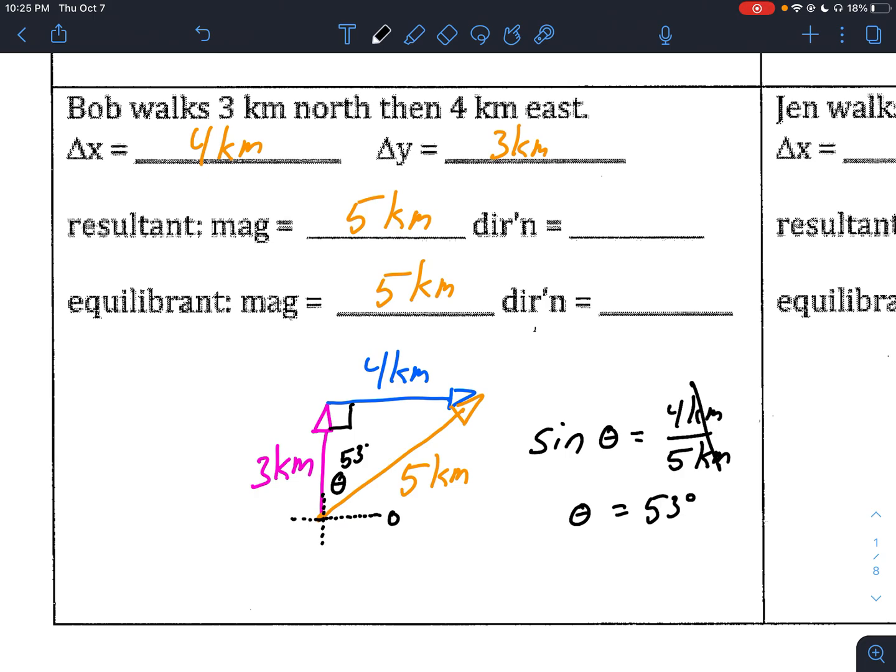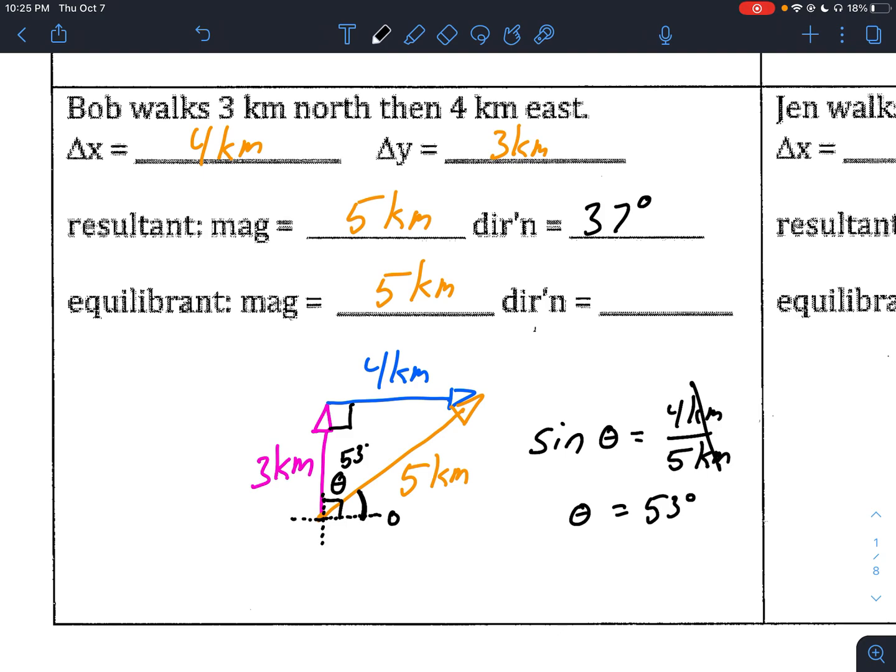But then Bob's going to say, well, I don't really understand that because what if I want to measure north of east? We want to have the same language in physics so that we're all calculating the same number, having the same discussion, and we can communicate that way. So we want to know what this angle is here because it's relative to 0. Since that's a 90-degree angle between x and y of our coordinate system, we just take 90 minus 53 and we get our direction of 37 degrees.